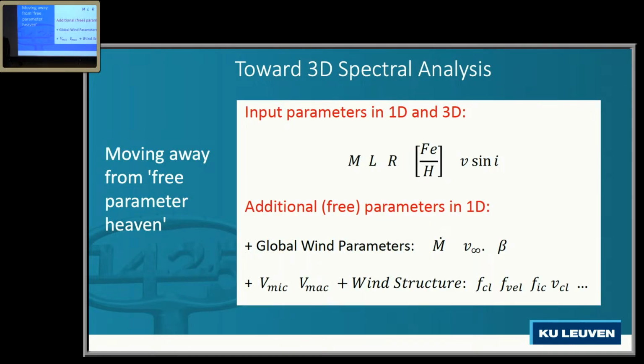All right, so let's try to take this toward 3D spectral analysis. The key thing is to move away from the free parameter heaven, that is the 1D codes. In the 3D, we have the mass, we have the luminosity, radius, or effective temperature, if you wish, and we have the metallicity. We can, of course, also spin the lower boundary a little bit. We haven't done that so far, but we could. Now, we have talked a lot about these additional free parameters in the 1D. All of these are emergent parameters in the models that we have here.